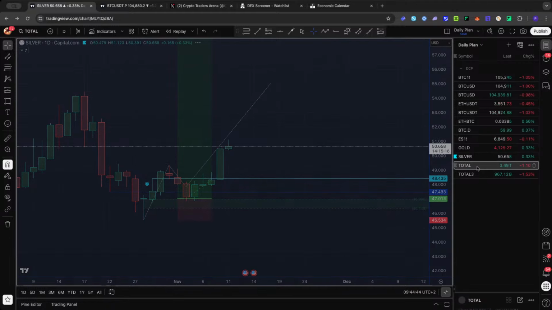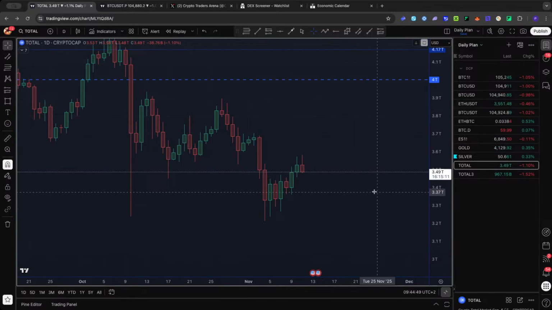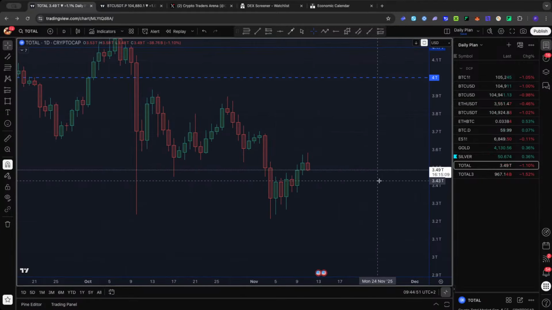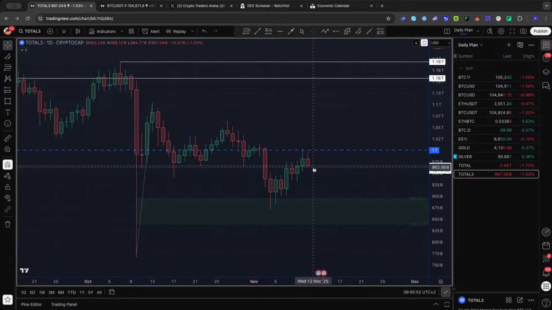Okay, now total market cap being at 3.5 trillion, sorry, is giving us hope about a retest of 4 trillion here. Total 3, a bit better. Well, we rejected 1 trillion for the moment. This becomes a big range here, 1.2 trillion, 800 billion. Let's see if we'll accept above 1 trillion and push higher or not. Could take some time.